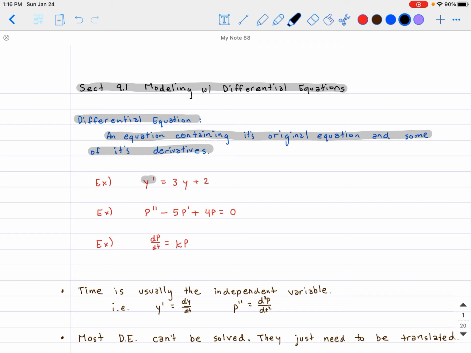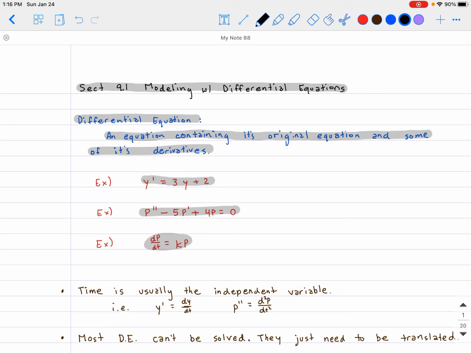In the first one, you can see here you have y prime is equal to 3y plus 2. That's a differential equation because you have the derivative in there and also you have y, the original equation, in there. The second one right here is also a differential equation because, again, you have some form of its derivative and the original function itself: p double prime, p prime, and also p. And then the last one is also a differential equation, just written in a different form. It's dp dt is equal to k times p, where k is some sort of constant.